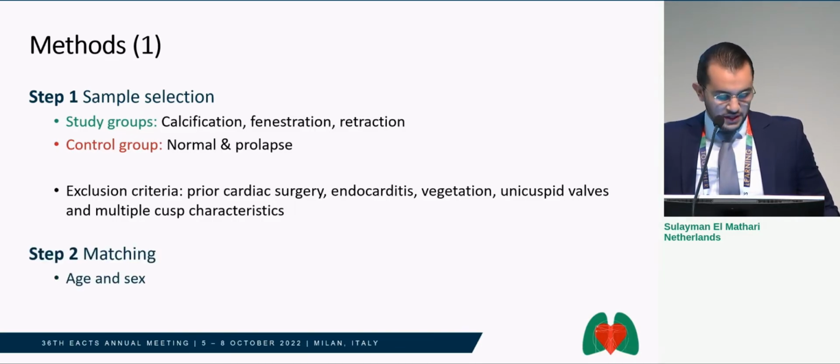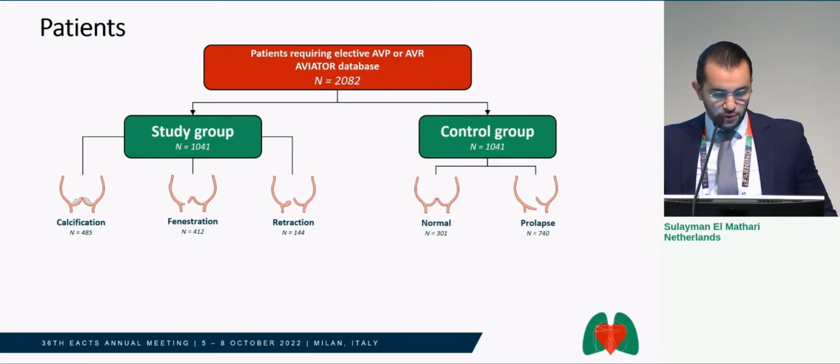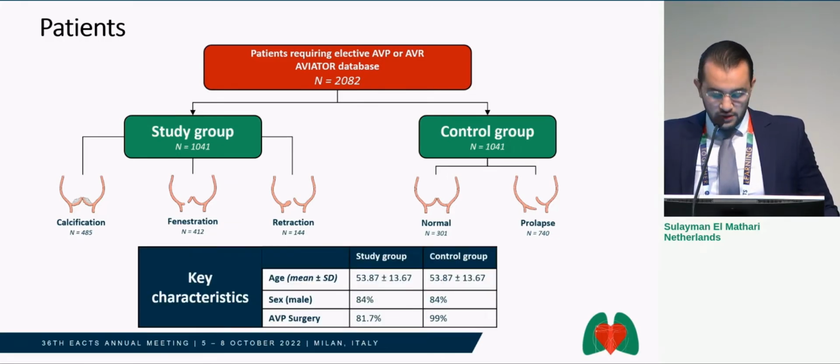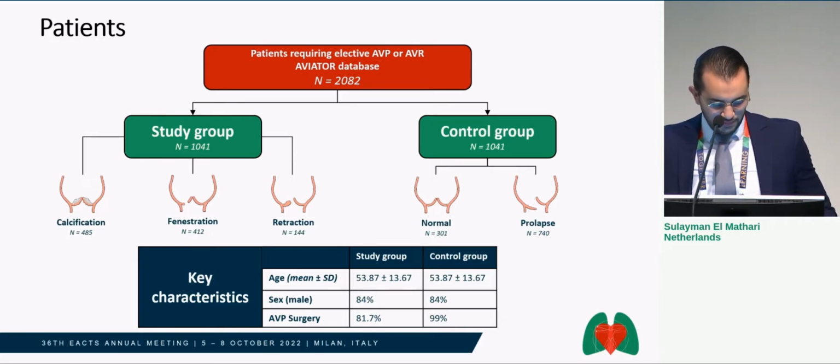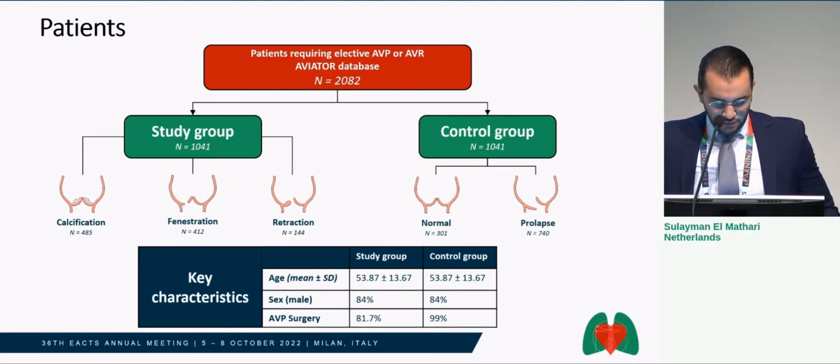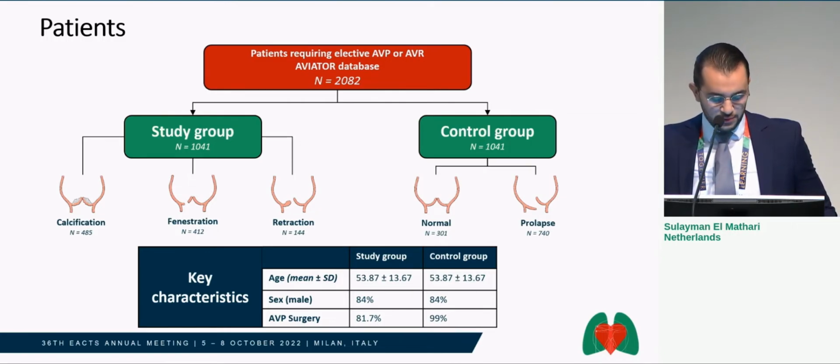Then, in the next step, we did matching based on age and gender, and this resulted in a total of 2,082 patients, which were equally divided over the two groups, and distribution among the subgroups can be seen below. When looking at the patient key characteristics, we see a mean age of 54 years old, and 84% of our study objects is male. Another interesting detail that stands out here and confirms the technical surgical complexity of these cusp characteristics is that the valve repair rate in the control group is almost 100% against a valve repair rate of nearly 82% in the study group.